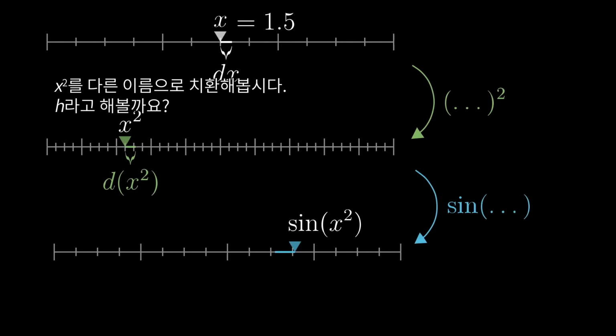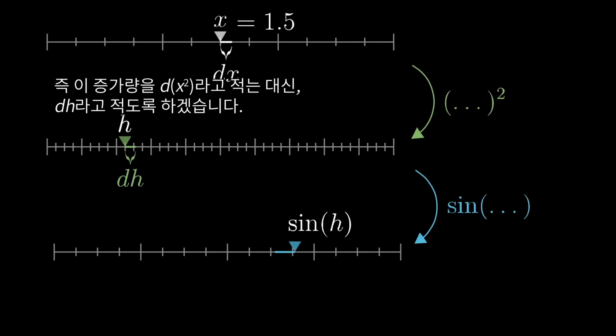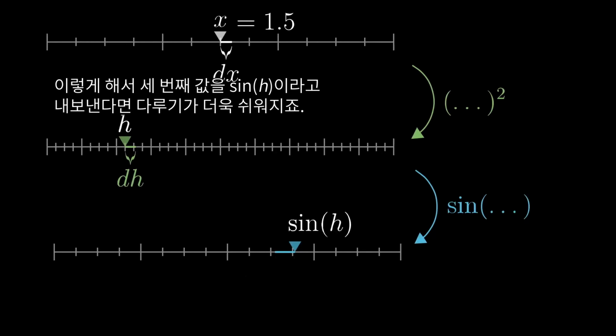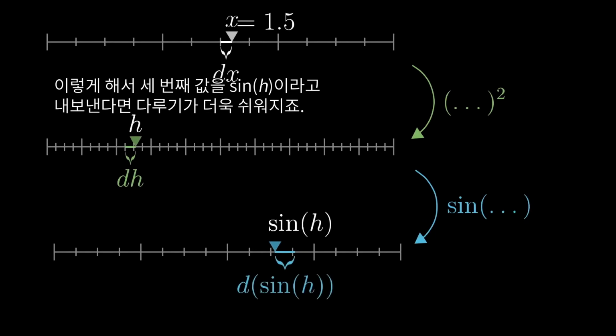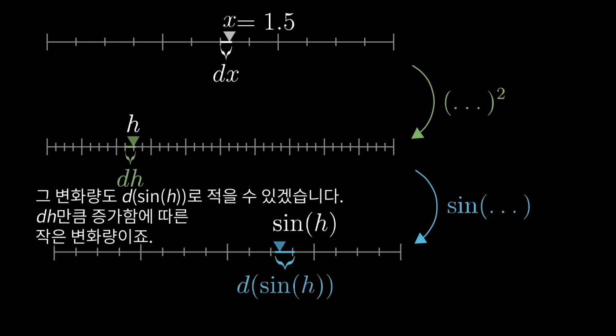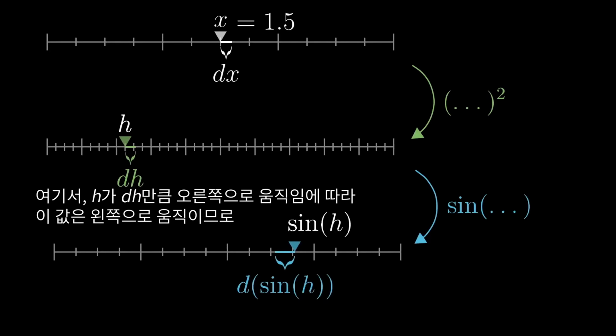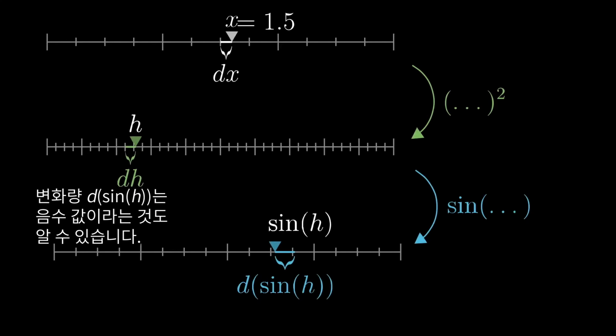And in fact, I'm going to go one step further. I'm going to give a new name to this x squared, maybe h, so that instead of writing dx squared for this nudge, we write dh. And this makes it easier to think about that third value, which is now pegged at sine of h. Its change is d sine of h, the tiny change caused by the nudge dh. And by the way, the fact that it's moving to the left while the dh bump is going to the right, that just means that this change, d sine of h, is going to be some kind of negative number.